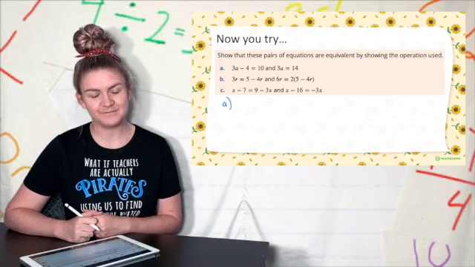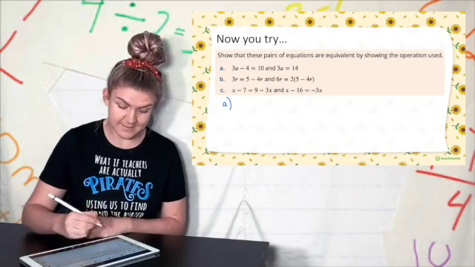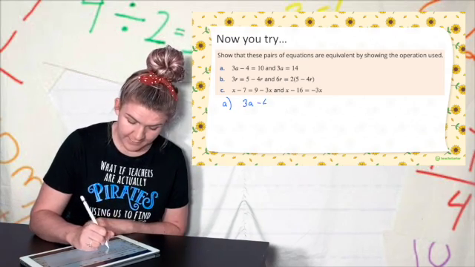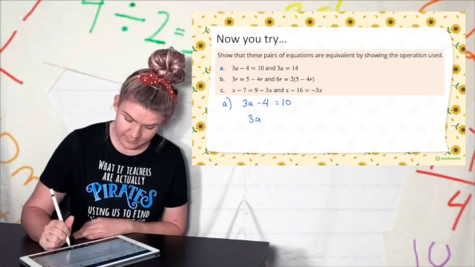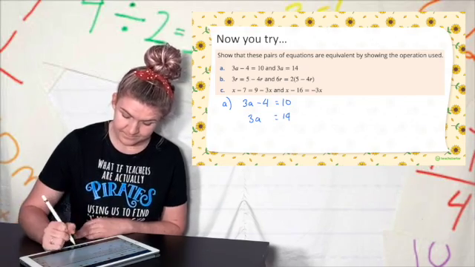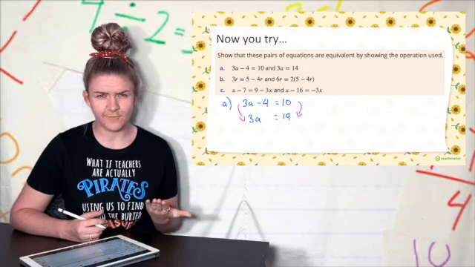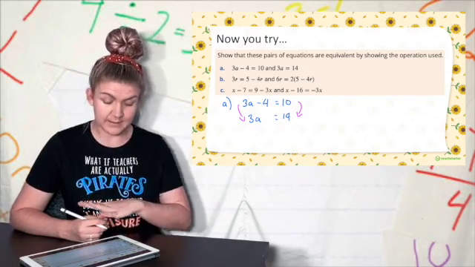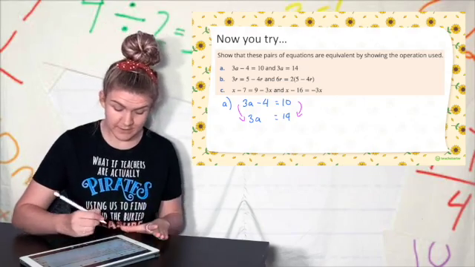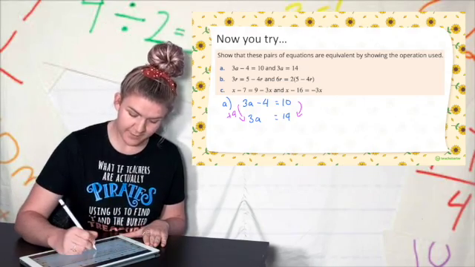All right, let's quickly check these answers. I've got 3a take 4 equals 10, and 3a equals 14. On the left-hand side, the take 4 has disappeared, which means there's 4 more. And on the right-hand side, 10 plus 4 is 14. So plus 4 on both sides.